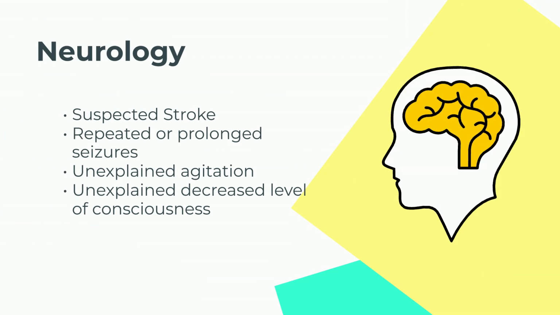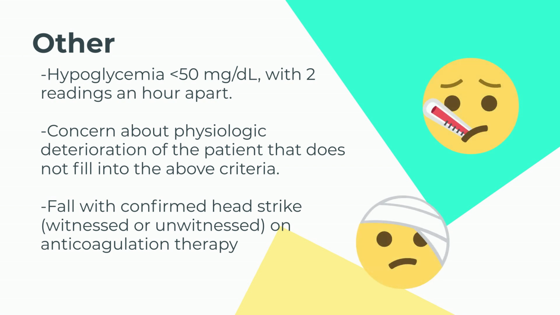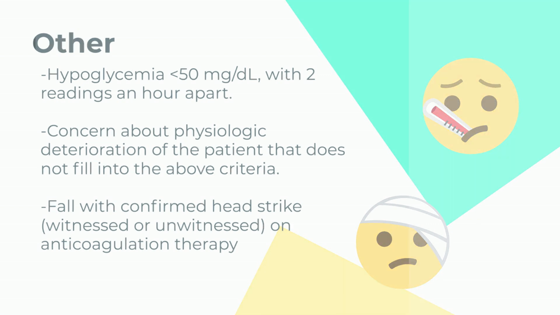You would also want to initiate the rapid response team if your patient is having a suspected stroke, repeated or prolonged seizures, unexplained agitation, or unexplained decreased level of consciousness. You can call the rapid response team if your patient is having a hypoglycemic event, which is under 50 with 2 readings an hour apart. Also call if you have concern about any physiological deterioration of the patient that doesn't fit the above items mentioned, or if you have a fall with confirmed injury.